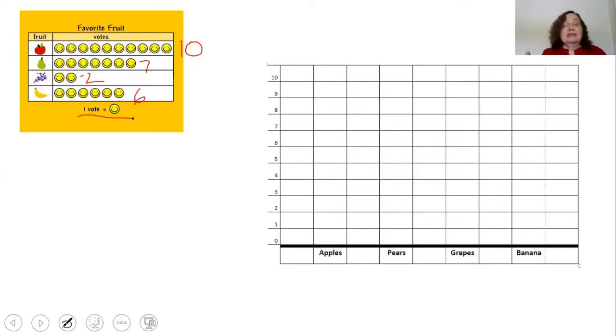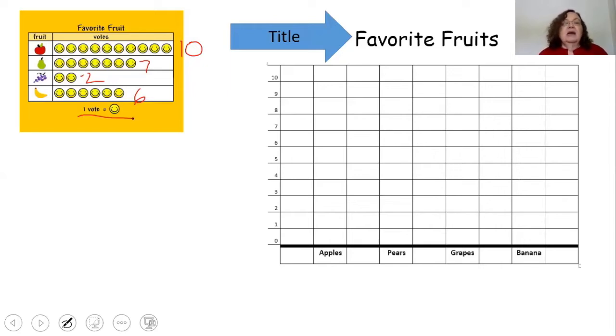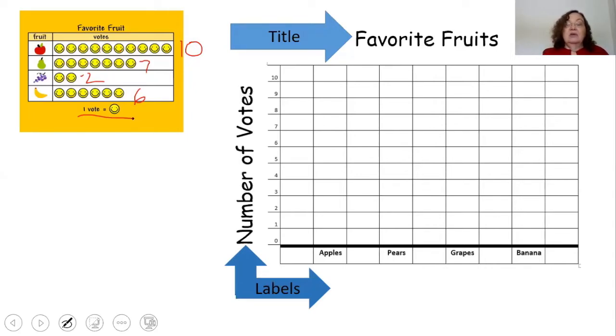So now, just like with the pictographs, I need to put in a title. And so the title I'm going to put here is favorite fruits. I also need to label the sides. So this side is the number of votes that are there. And this side is types of fruit. And you see also down in here that I have the special kinds of fruits. Instead of drawing a picture, I actually wrote the word. So there's apples, pears, grapes, and bananas.